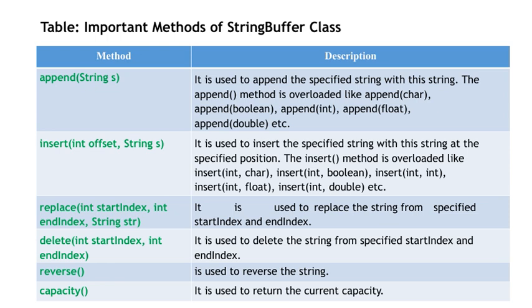Lastly, there's capacity. This method returns the current capacity of the StringBuffer, which is basically the amount of storage allocated. Understanding capacity helps in managing memory efficiently, especially when working with large or dynamic strings. These methods collectively give us a robust toolkit for manipulating strings dynamically, which ties back to our overall theme of efficient string handling in Java.